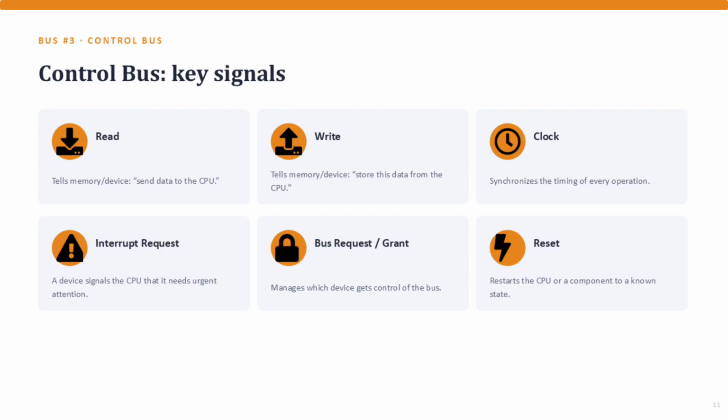Next is the reset signal. Finally, we have the reset signal. When activated, it returns the CPU or another component to a known starting state. This is useful during system startup or when recovering from certain types of errors. So, although the control bus doesn't carry data or addresses, these signals make it the coordinator of the entire communication process. Without these signals, the CPU, memory, and input-output devices would have no organized way to work together.